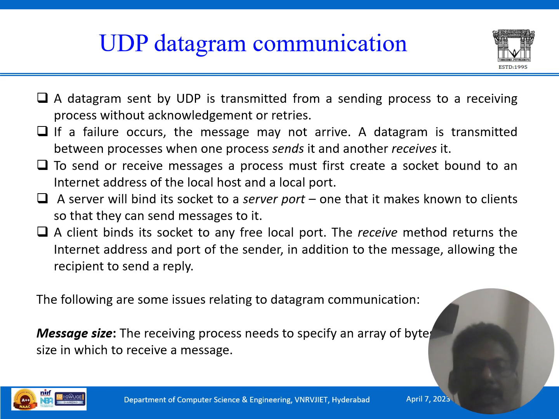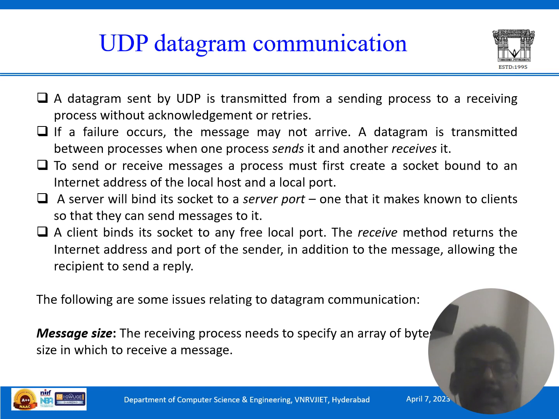A datagram sent by UDP is transmitted from a sending process to a receiving process without acknowledgement or retries. If a failure occurs, the message may not arrive. A datagram is transmitted between processes when one process sends it and another receives it. To send or receive messages, a process must create a socket bound to an INET address or internet address of the local host and a local port. A server will bind its socket to a server port, one that it makes known to clients so that they can send messages to it.